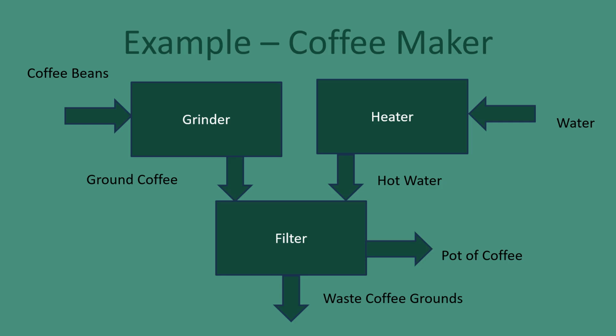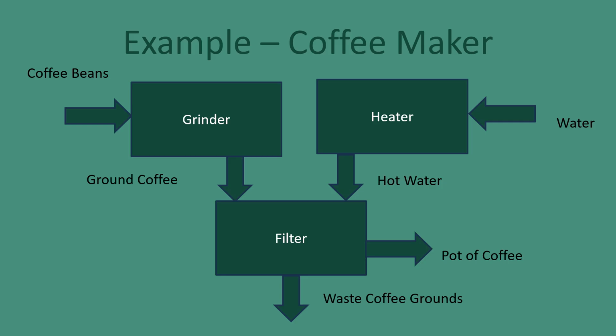The second process is a heater. We pour water in, the water is heated up, and hot water comes out and goes into the filter. So the output from the grinder and the heater become the input for the filter. The hot water runs through the ground coffee. Some of the coffee grounds dissolve and make your pot of coffee. And what is left in the filter when you're done is waste coffee grounds.